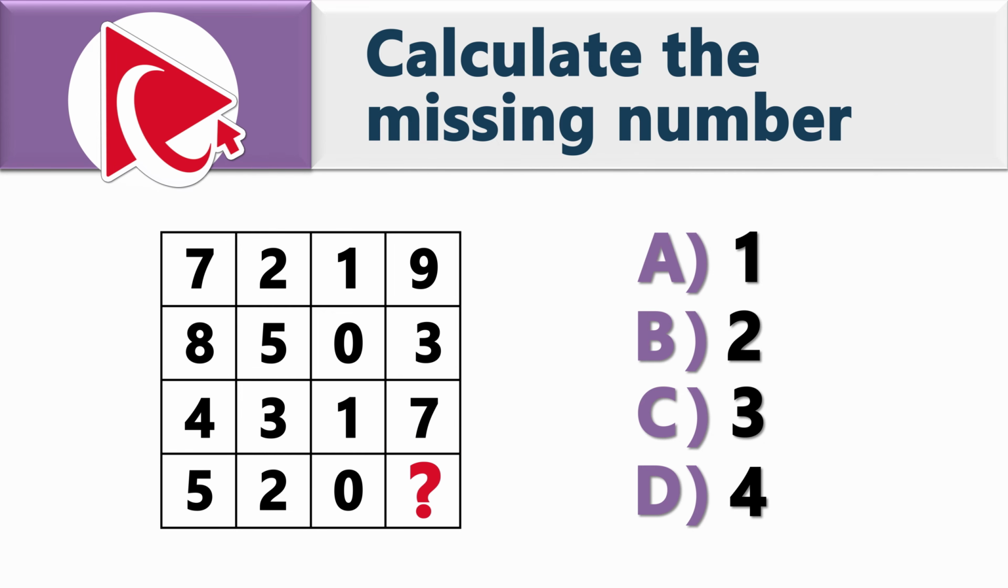The values that are there, starting with row 1, are 7, 2, 1, and 9. Row 2 has 8, 5, 0, and 3. Row 3 has numbers 4, 3, 1, and 7.